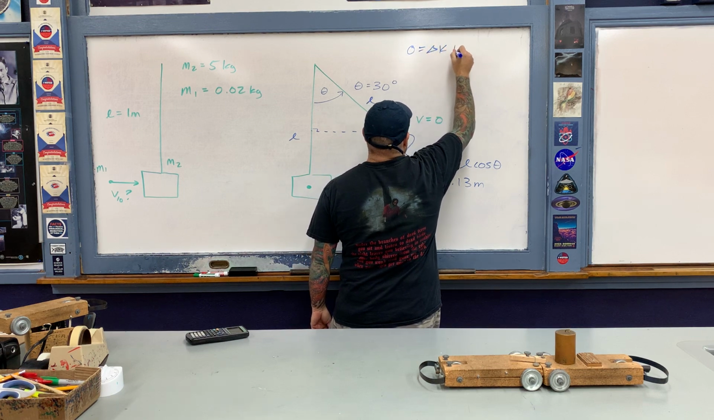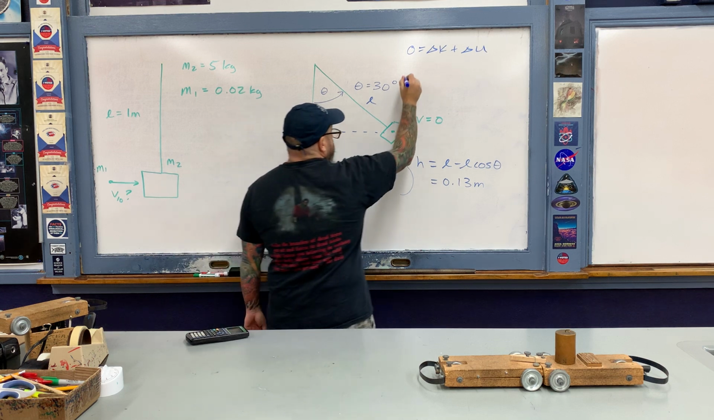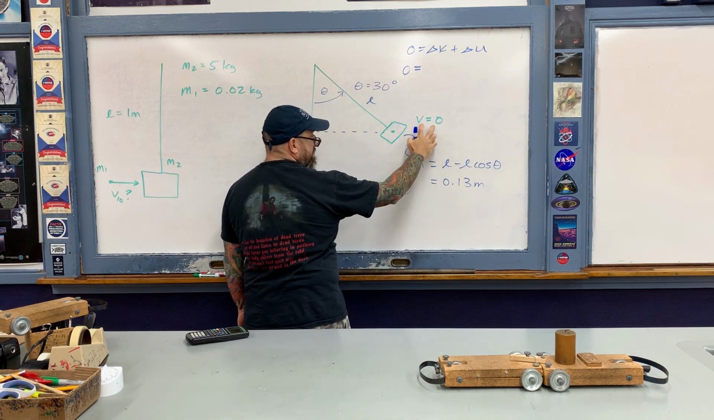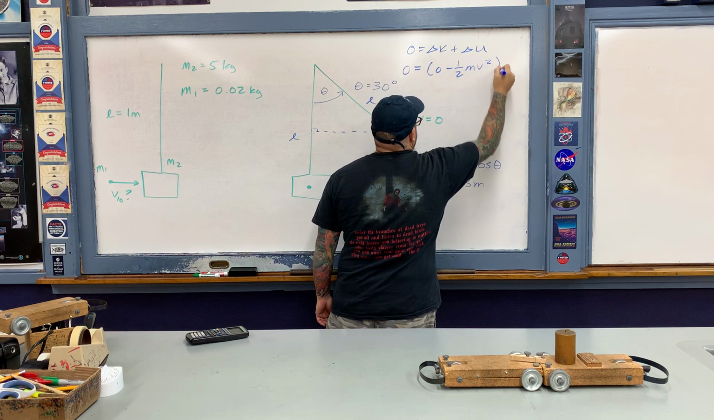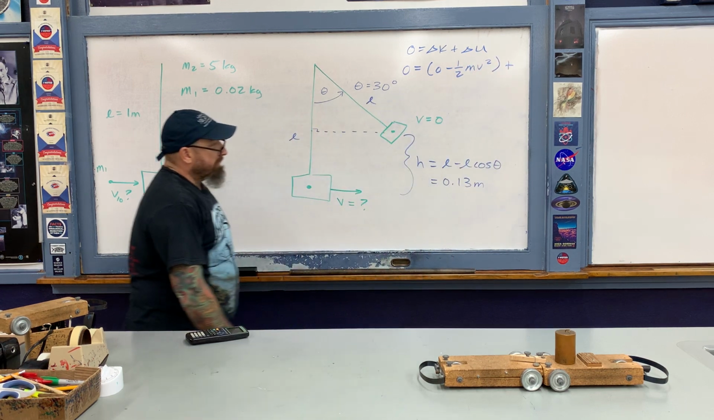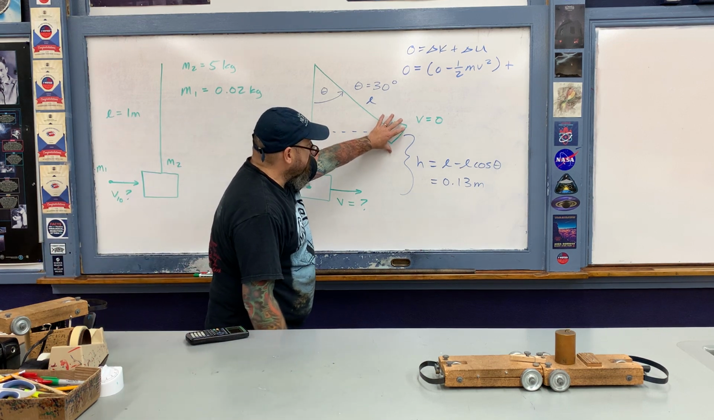0 equals delta K plus delta U. And then we just start filling in our terms. First of all, the final kinetic energy of the system here is 0. And then minus the initial kinetic energy down at the bottom of the swing with the speed v that we're trying to find. And then we have the change in potential energy. So right up here is the final potential energy of mgh.